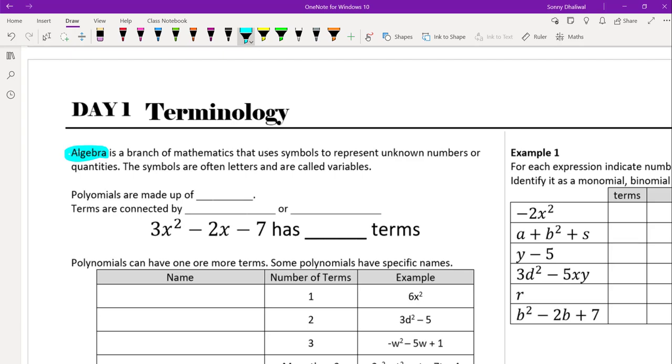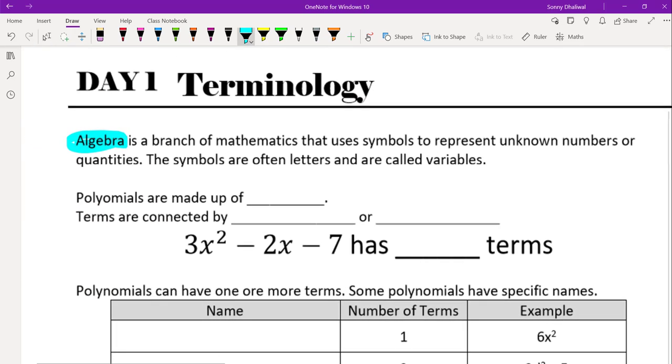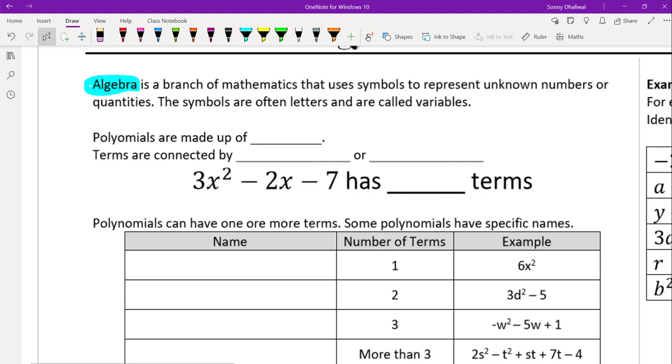Okay? And what is algebra? Algebra is when we start using letters. And you can see letters like right here, here, here. Right? And these letters represent numbers that we just don't know the value of. Right? So they represent unknown numbers, and they're called variables.